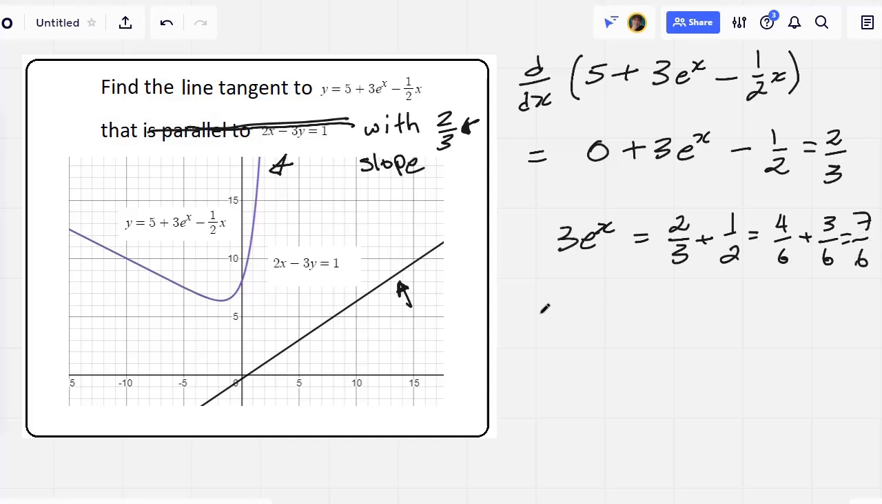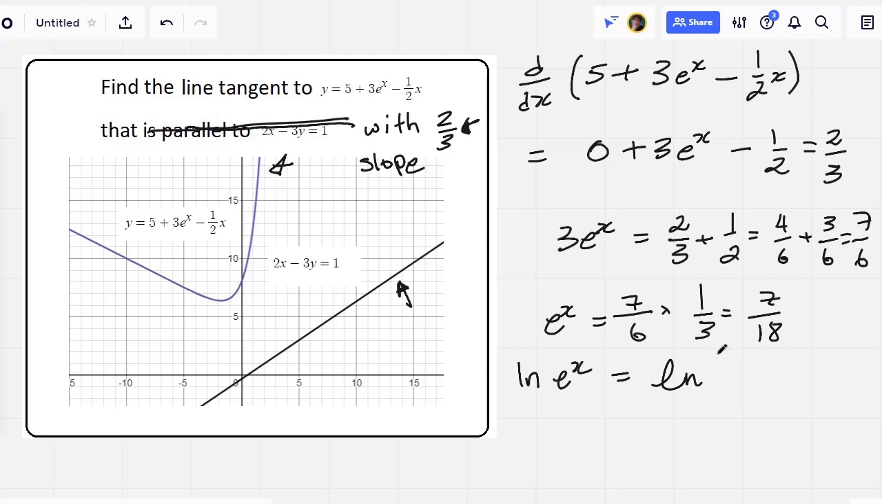All right, so that's what 3e to the x equals, 7/6. So 7/6 times 1/3 is our e to the x. And then we're going to take the logarithm of both sides, because the log and the e cancel out. We get x equals the log of 7/18, and that's as simplified as we get for our x.